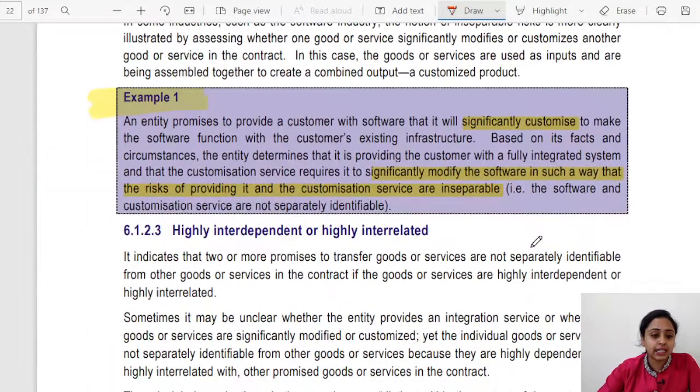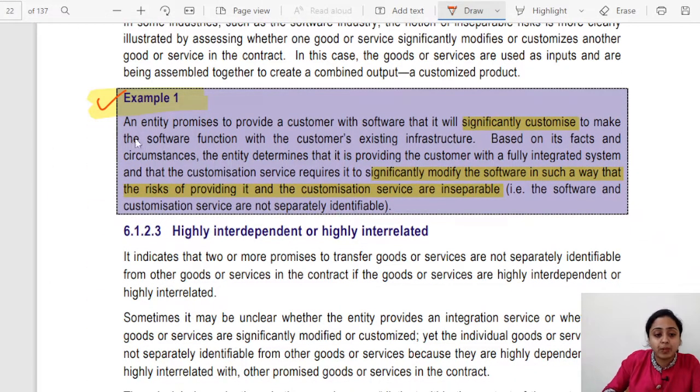Next, example number 1 is given, page number 22. An entity promises to provide a customer with software that it will significantly customize to make the software function with the customer's existing infrastructure. Based on its facts and circumstances, the entity determines that it is providing the customer with a fully integrated system, and that the customization service requires it to significantly modify the software. High integration, significant modification, this means that it should be recorded as one. The products are not distinct, they are highly interrelated, highly dependent, and highly impact the other product.